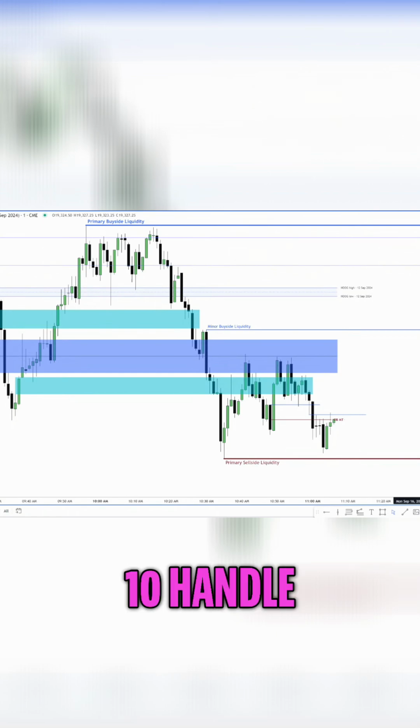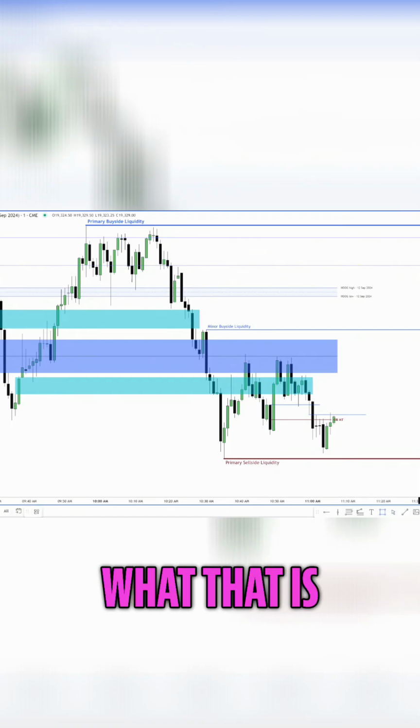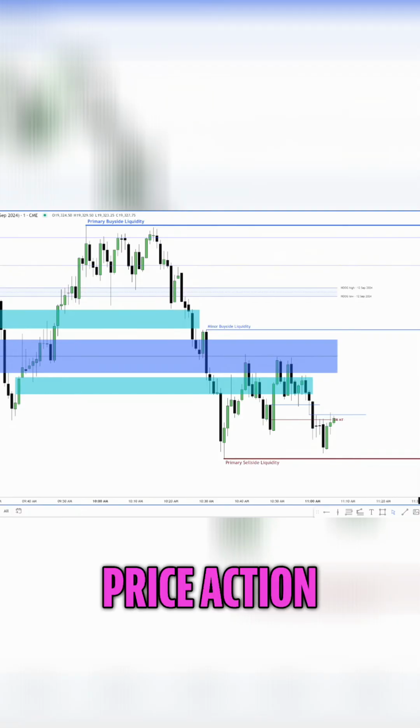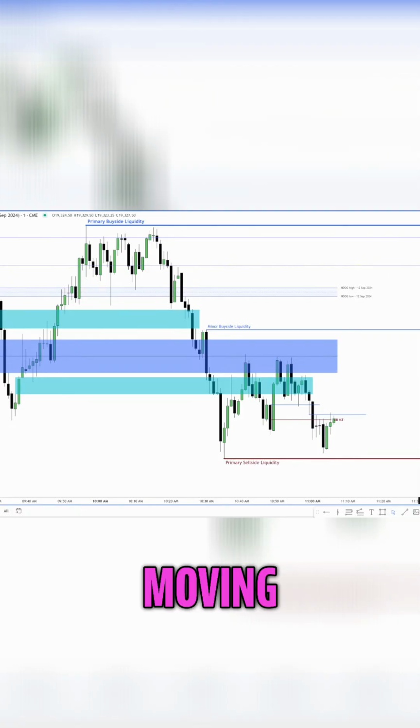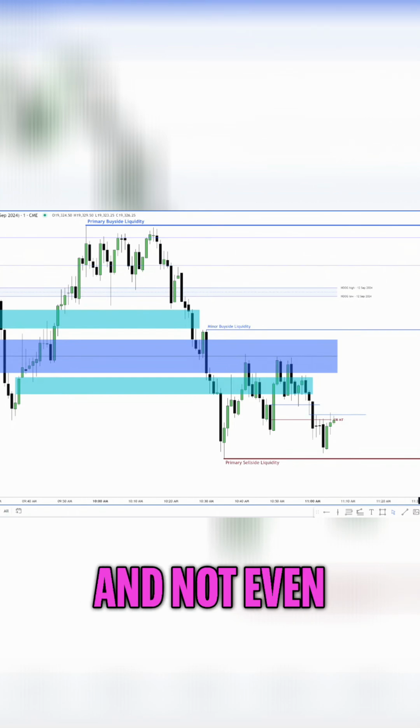I don't like the 10 handle stuff. I mean, you can if you want to do that, but if you look at price action, 10 handles, for some of you that are probably wondering what that is, that's this. That's 10 handles. That's static. That's static price action. Like it could just be moving around inside of a small little consolidation and not even going anywhere yet.